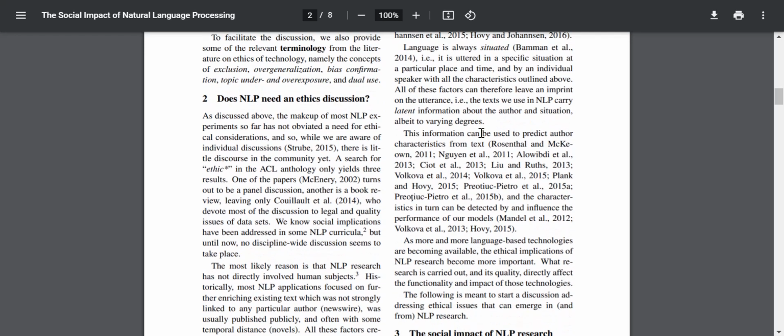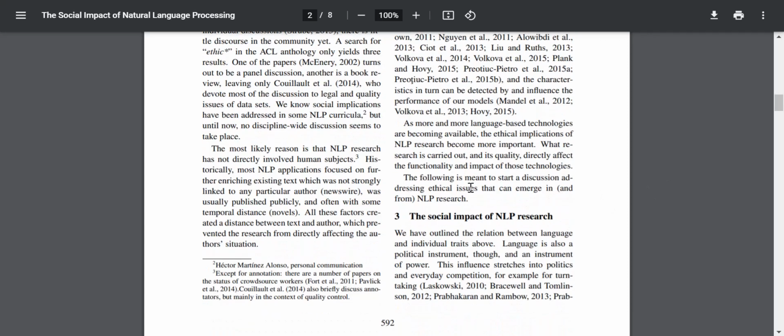True. So the information can be used to predict author characteristics from text. The characteristics can be detected by and influence the performance of a model. So these are all the papers. You can see there's tons of papers which have already worked on this even in 2016. As more and more language-based technologies are becoming available, the ethical implications of NLP research become more important. What research is carried out and its quality directly affects the functionality and impact of those technologies.